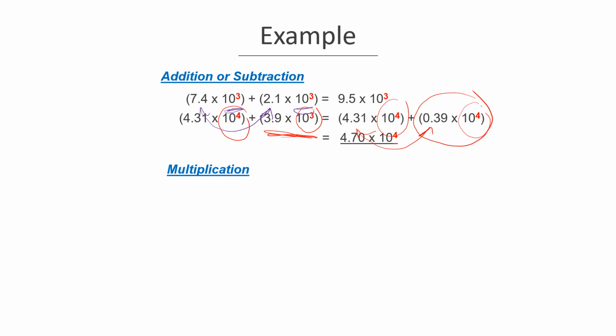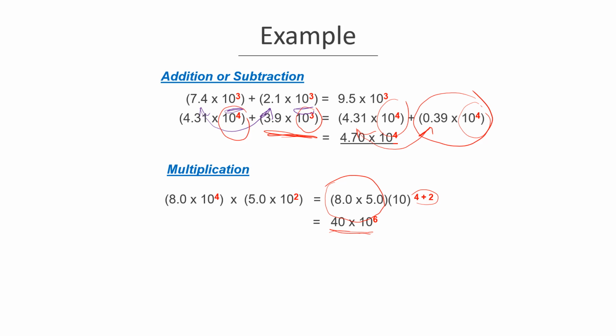How about multiplication? Here we have the value 8.0 times 10 to the power of 4 times 5.0 times 10 to the power of 2. So we can multiply these two values, but for the power we add, 4 plus 2. So the answer will be 40 times 10 to the power of 6, but we need to change this into a scientific notation where we move the decimal point one place to the left, so we can get the final answer as 4.0 times 10 to the power of 7.